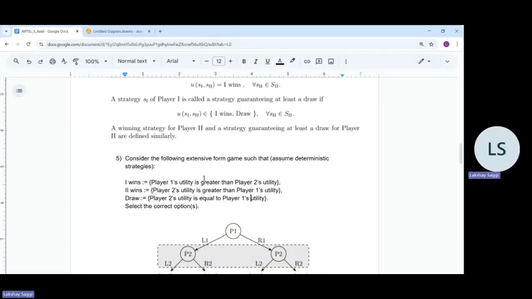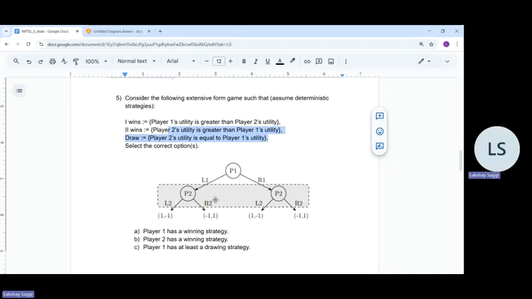So player one wins if player one's utility is greater than player two's utility. Player two wins if player two's utility is greater than player one's utility, and the game ends in a draw if player two's utility is equal to player one's utility. Then we have to select the correct option. So this is the game which we have, and we'll be calling player one winning if player one's utility ends up being greater than player two's. Similarly, player two is winning if player two's utility ends up being greater than player one's, and so on.